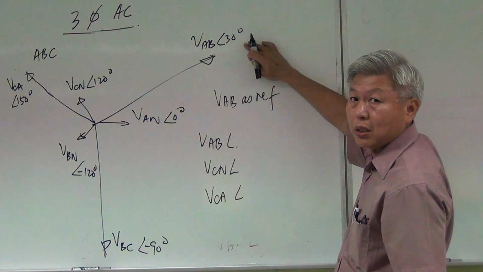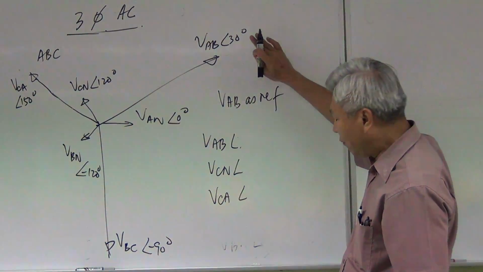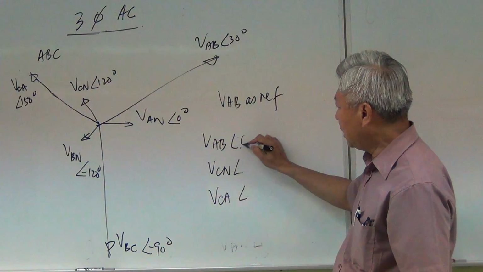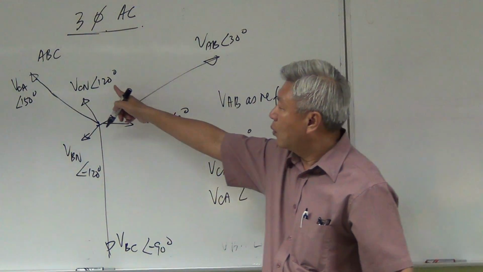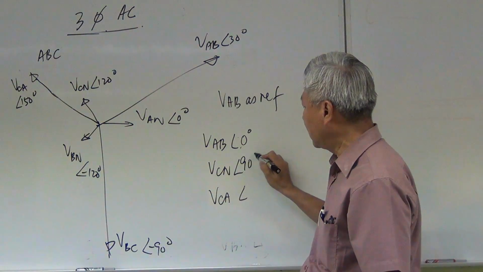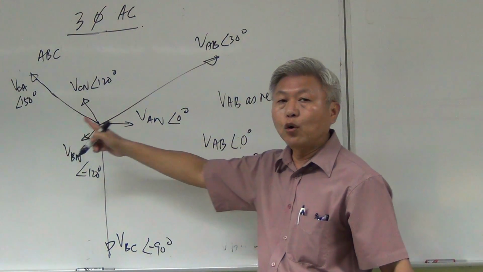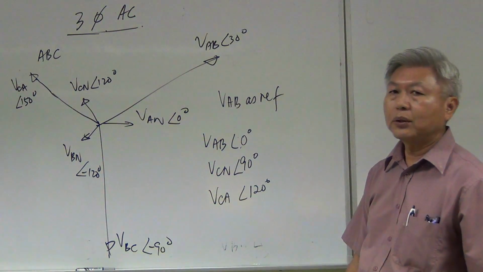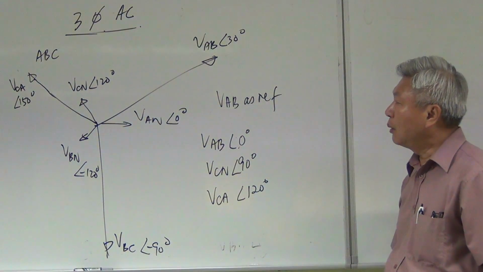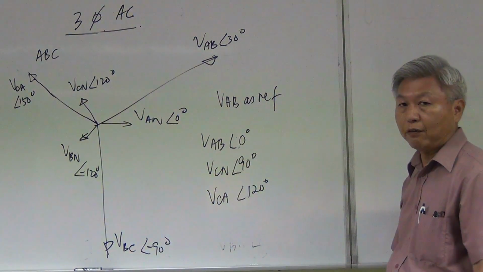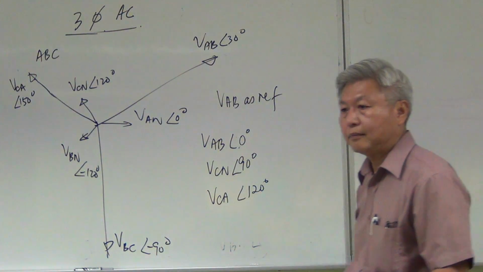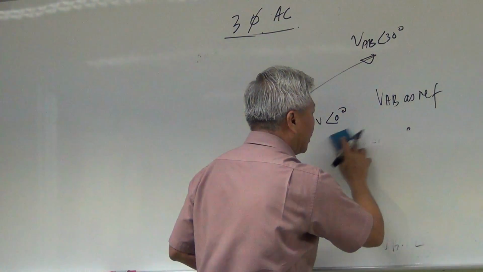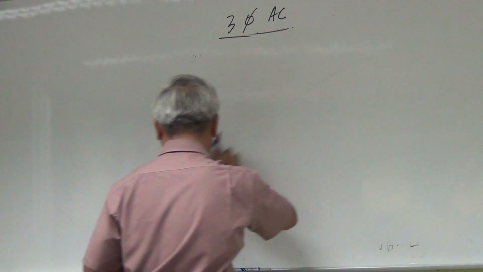I change this to minus 30 to become 0 degree. So everywhere I must minus 30 degree. So VAB is 0 degree. VCN, 120 minus 30 become 90 degree. VCA, 150 minus 30 become 120 degree. So that is called a phasor diagram, phasor angle when I change reference. Okay, so we have these two phasor diagrams called ABC and ACB sequence.